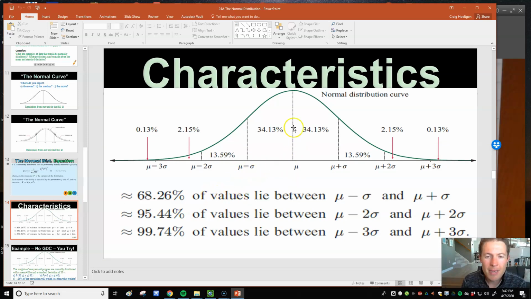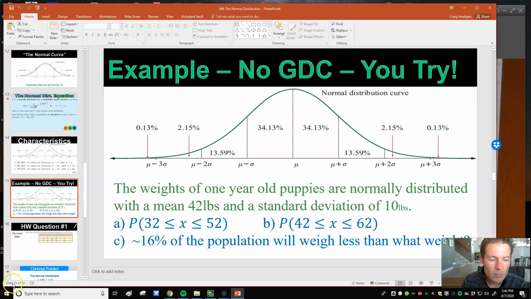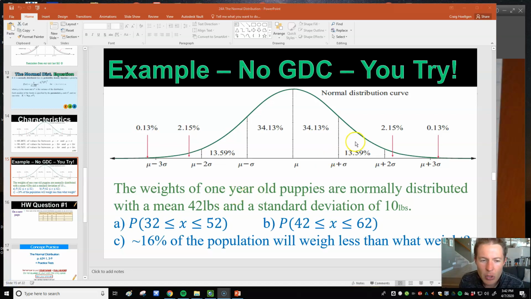All right, a couple characteristics we saw earlier. Hopefully you remember these. Basically, 2/3 is within 1 standard deviation. And then when you got 2 standard deviations, you got 95%. If you got 3 standard deviations, beyond 99%. All right, so just a brief example using these ideas.